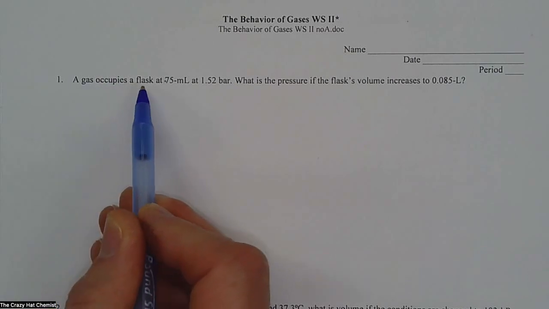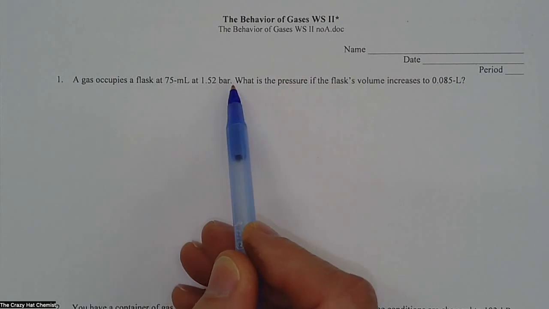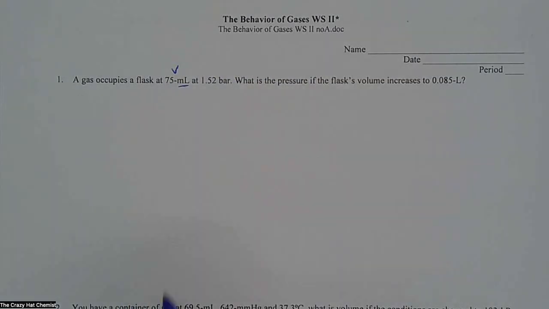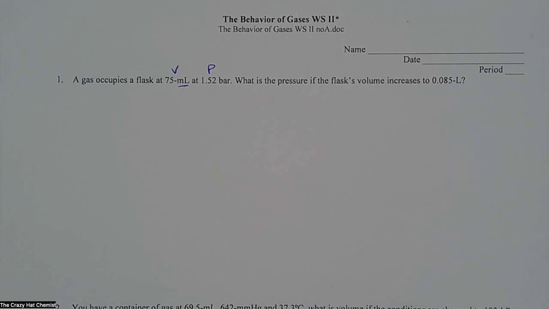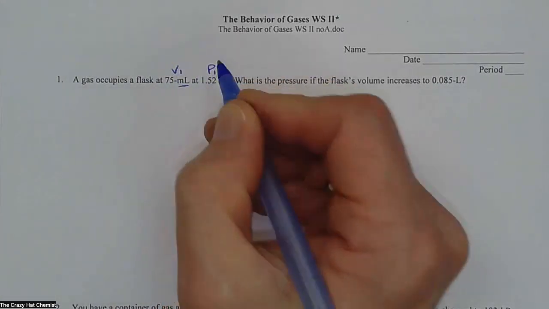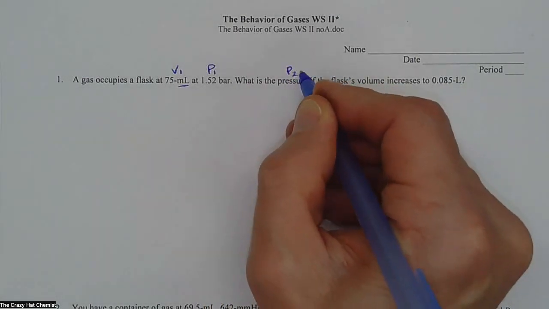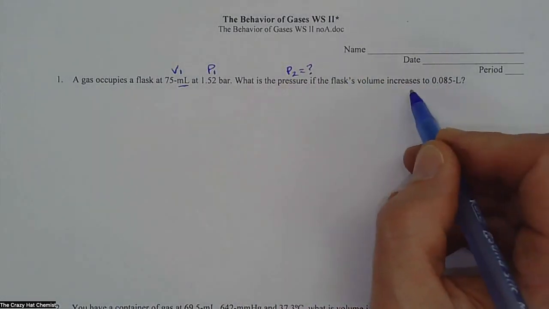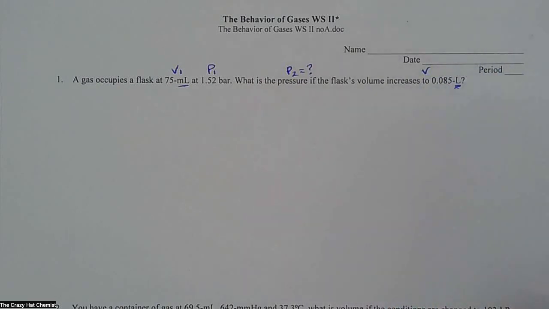It says a gas occupies a flask at 75 milliliters and 1.52 bar. So this milliliters lets us know that this is a volume. The 1.52 bar, that is a pressure. And these two things go together here. We'll call this condition 1. It says, what is the pressure? So that is pressure 2. I don't know that. I'm solving for that. If the flask's volume increases to 0.085 liters, those liters let us know that that is actually the other volume, volume 2.